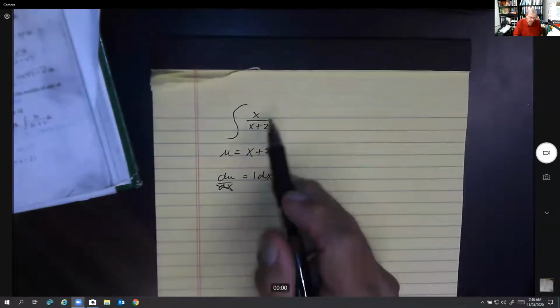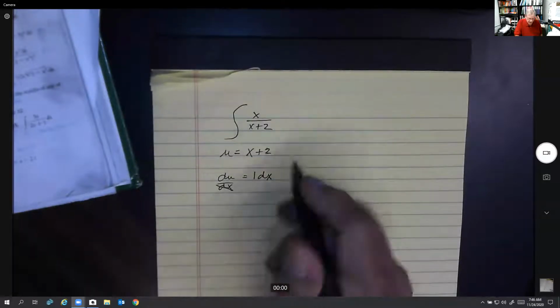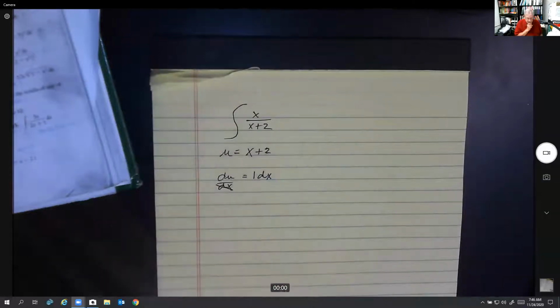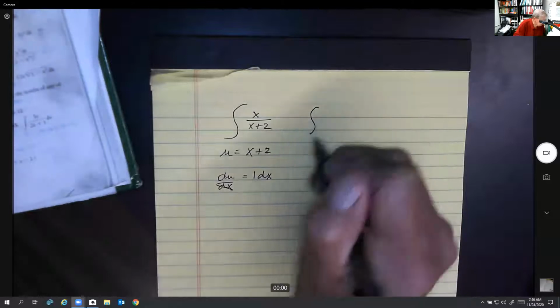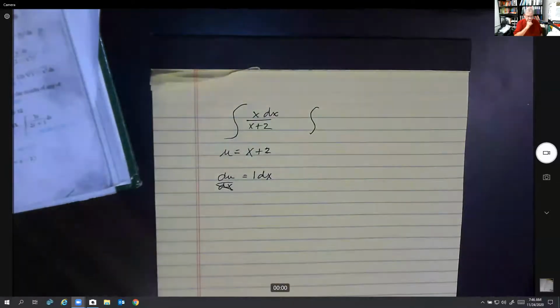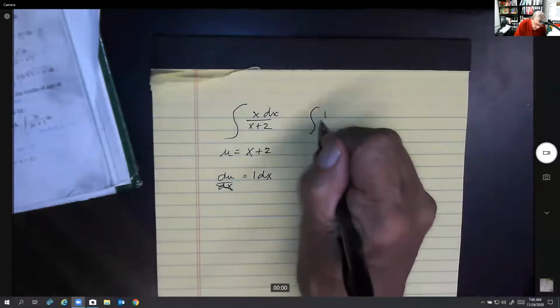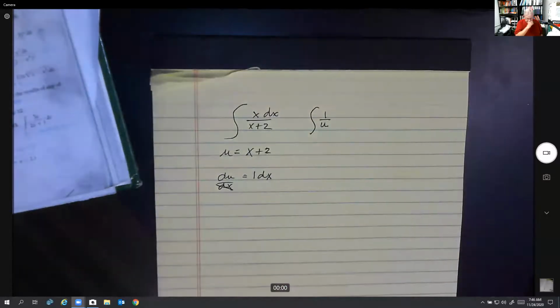See? But the problem is I've got an x here. And remember, I said I can't multiply like 1 over x or something like that. Or I can't multiply an x times both sides. So I'm kind of stuck. I know this is going to be, this was x dx. So I can see this is going to be something like 1 over u, but I don't have an x dx.